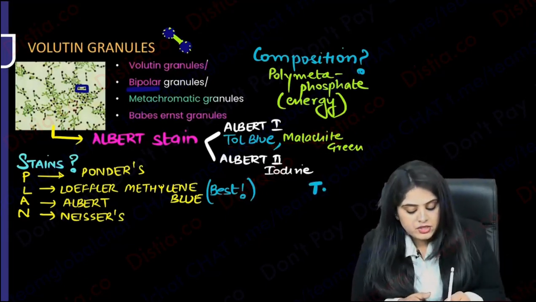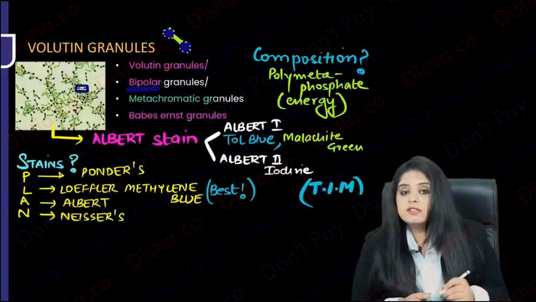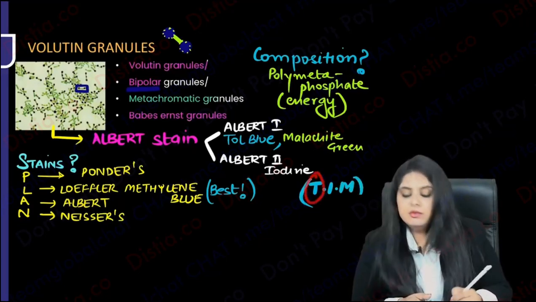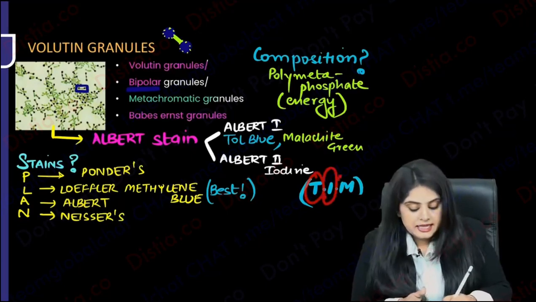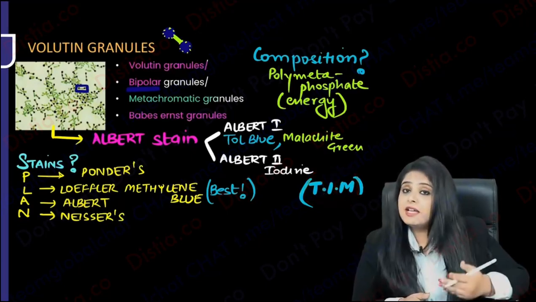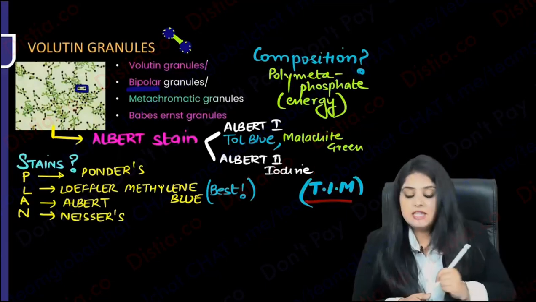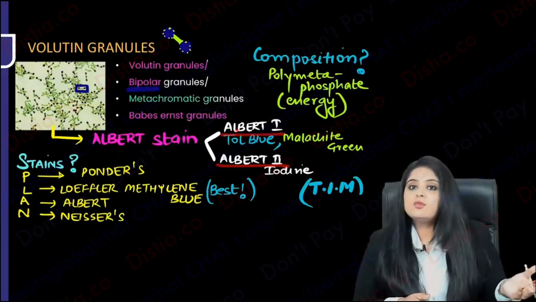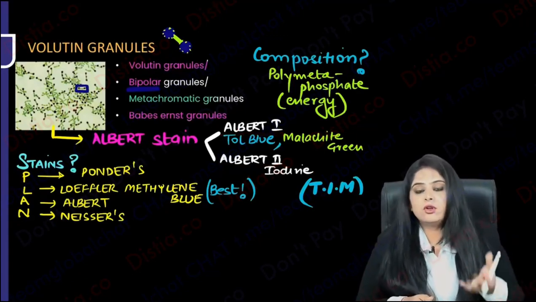And if that situation comes, your mnemonic is TIM. What is it? First you add toluidine blue, then you add iodine, then you add malachite green. If you have to add one by one, you will follow TIM. If you have prepared solutions in your lab, you will add Albert 1 followed by Albert 2.